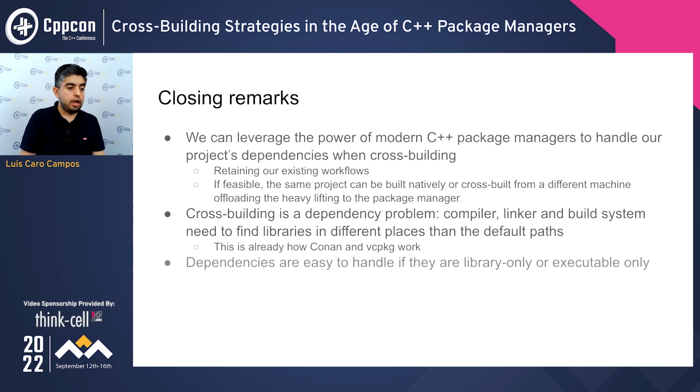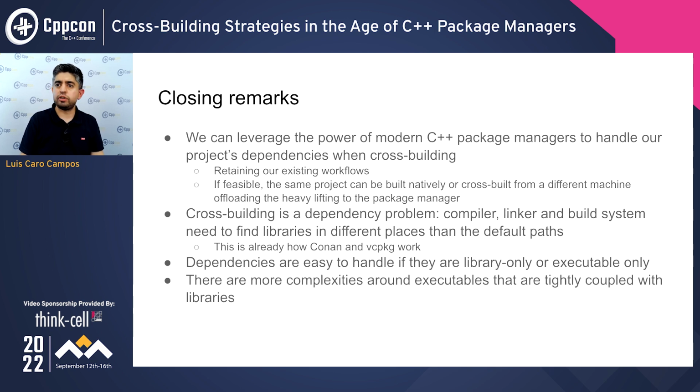However, Conan and vcpkg already work like this. They create the environment for your build system to find the binaries where Conan and vcpkg want you to find them, right? So how or why should cross-compiling be any different? But we have challenges with dependencies. If they're library only or executable only, they are easier to handle. But if you have executables that are tightly coupled with libraries, whether it's protobuf or Qt or the CUDA compiler, it can be tricky. It can be solved. It may be a big one-time effort, but it's possible.